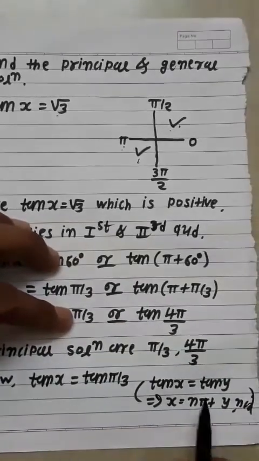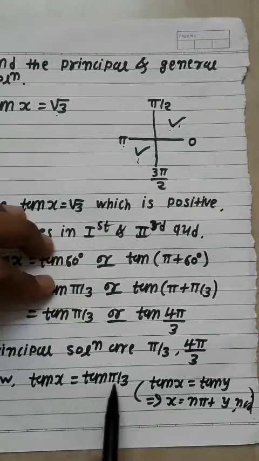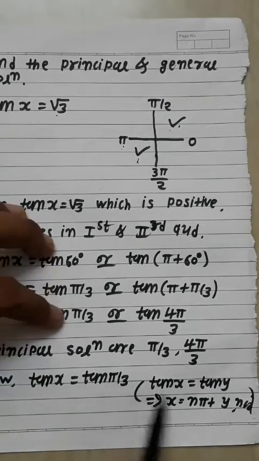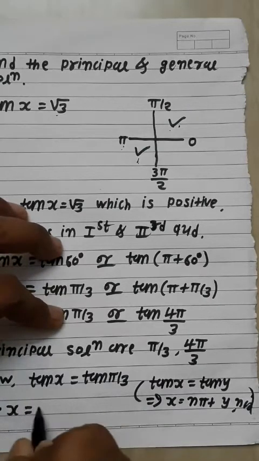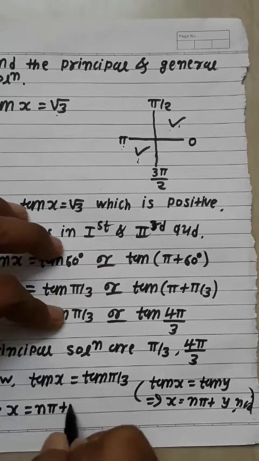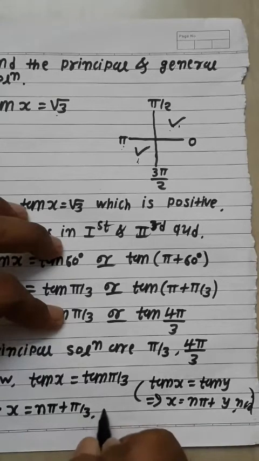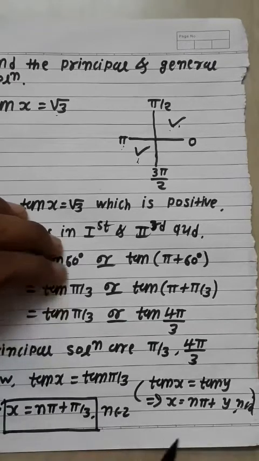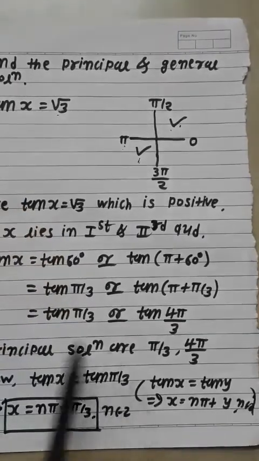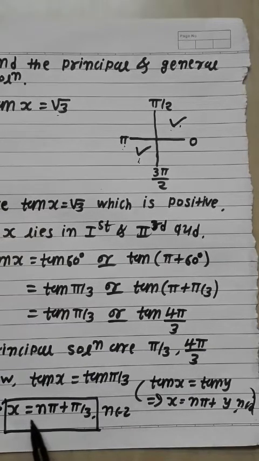Okay, so we already discussed this result. Using this result, tan x is equal to tan y, in place of y, pi by 3 is present. So we can write x is equal to n pi plus pi by 3, n belongs to Z. So the principal solutions are pi by 3 and 4 pi by 3, and the general solution is x is equal to n pi plus pi by 3, n belongs to Z.